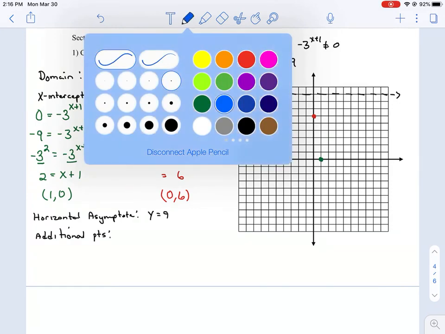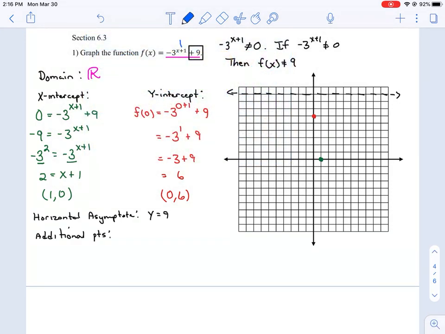Now we only have 2 points here, but we can find a third. So what we're going to do is pick the coordinate that makes that exponent 0. And in this case, when x is equal to negative 1, that exponent is equal to 0. So f of negative 1 is equal to negative 3 raised to negative 1 plus 1, plus 9, which is equal to negative 1 plus 9, which is 8. So the additional coordinate is negative 1, 8.